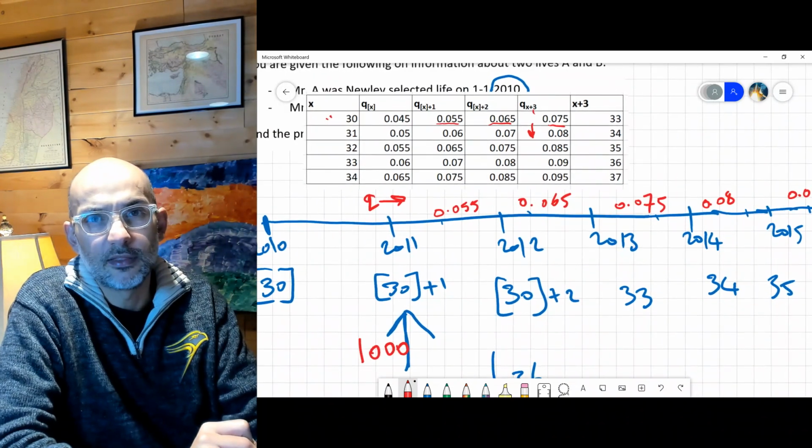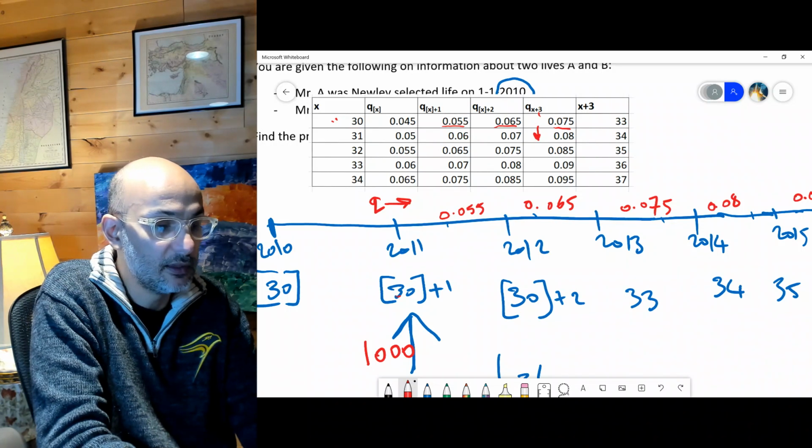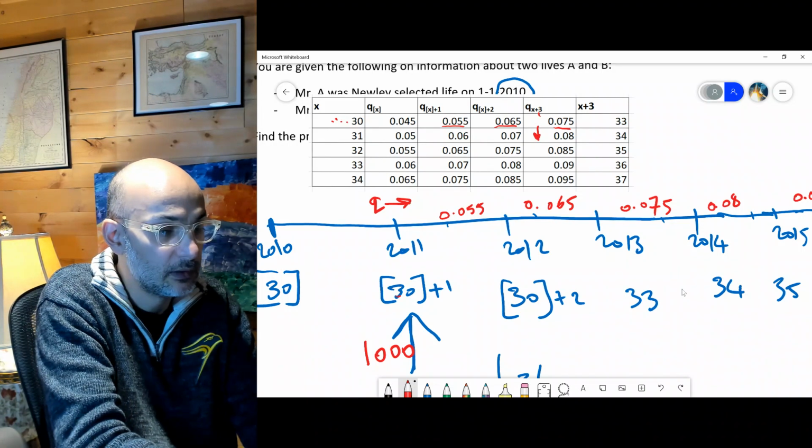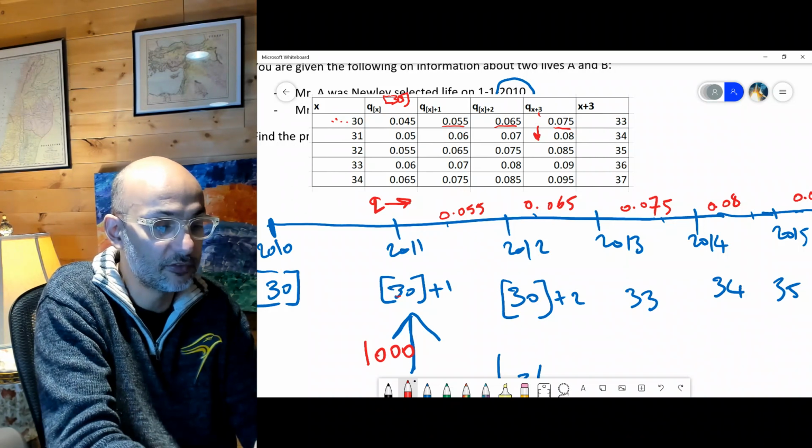You see how I got them, right? It's simple. You start with the first one. It's 30 plus 1. So somebody's age 30. So this is 30. And now X is 30 plus 1. So this tells us Q30 plus 1. So somebody here, Q30 plus 1.